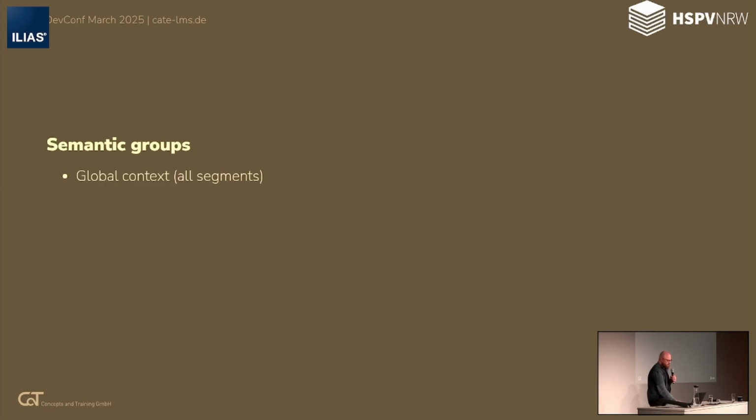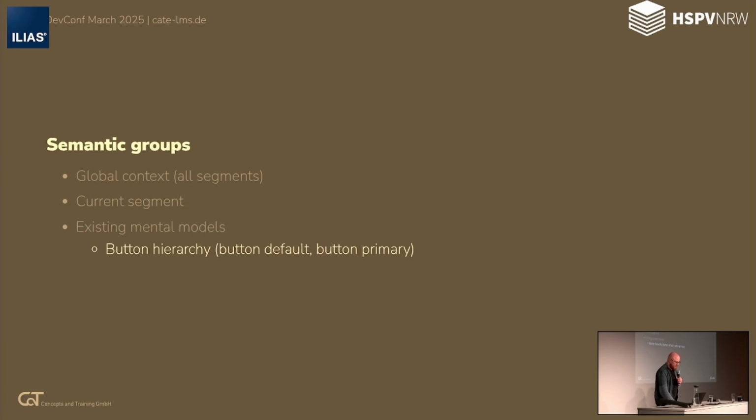So for the semantic groups, we looked at, okay, what are the groups that we have here? We have do something with the global context, with all segments in a sequence. Do something with the current segment. We have existing mental models like button hierarchy. Everybody who uses ILIAS knows the button default and knows the button primary. So the button primary does something big that you often want to do. The button default is for less frequent actions that are in priority one step behind that.